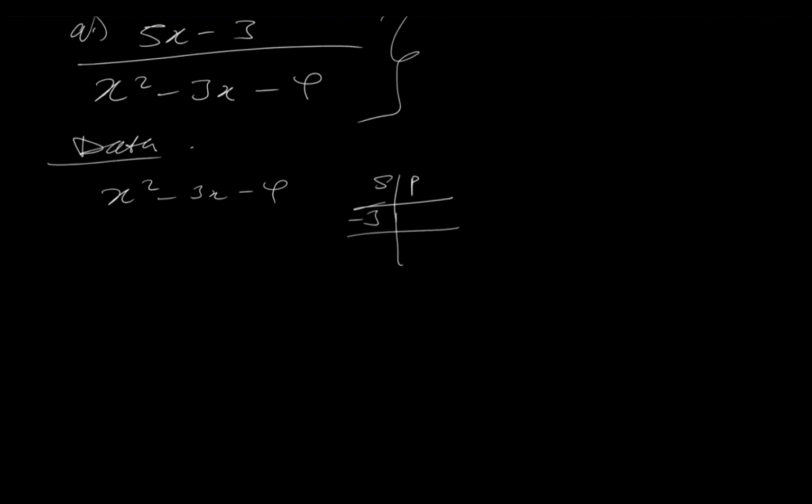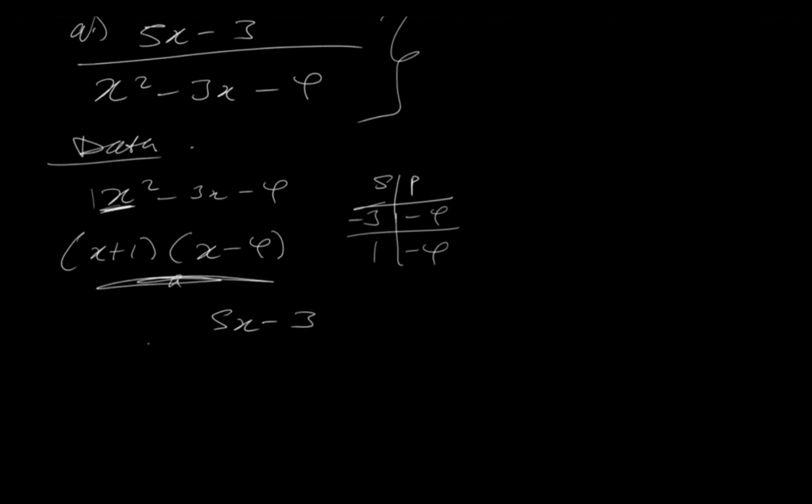Sum is negative 3, product is negative 4. What two numbers? It's 1 and what? Negative 4. So remember, I told you if the leading term has the coefficient of 1, you can just get them as they are. x plus 1, then x minus what? 4. Which now implies that you're factorized, and now you have (5x minus 3) over (x plus 1) and (x minus 4), like that.